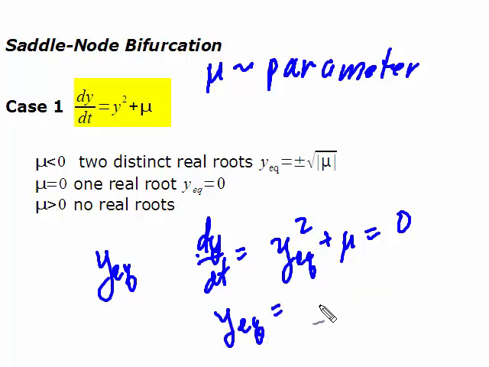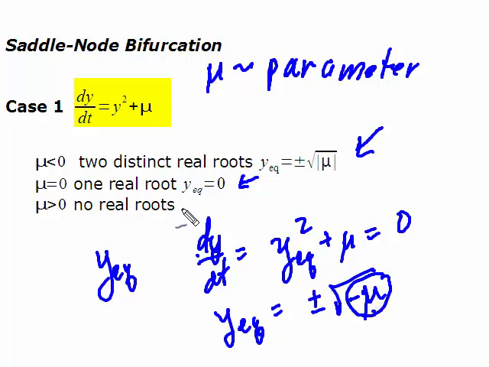So y equilibrium is going to be plus or minus the square root of minus the parameter. If the parameter is less than 0, then all this is positive, and we can take the square root. In that case, we have two equilibrium values. If the parameter is 0, then the equilibrium value is 0. If the parameter is positive, there are no real solutions, so we say there's no real roots. So we have two roots here, one here, and none here.